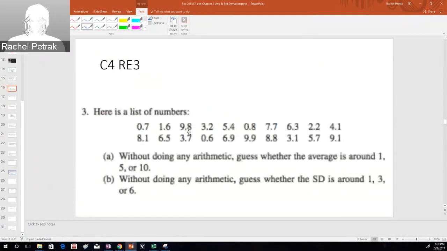Next up, another list of numbers. Without doing any math, thank goodness, guess whether the average is around 1, 5, or 10. Okay. Well, looking at this list, I can see that there's numbers above and below 5. The average can't be 1 because there's numbers way above 1. It also can't be 10 because then we'd have to have mostly numbers that are 10 or even above 10. So the average has got to be around 5.